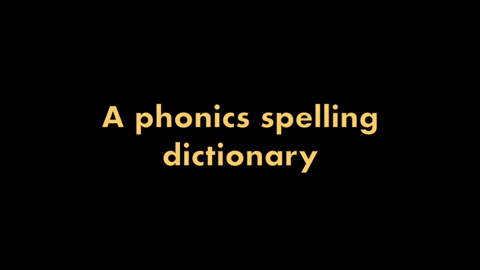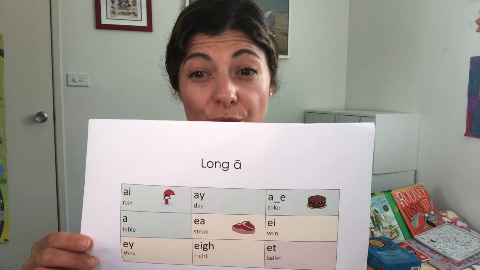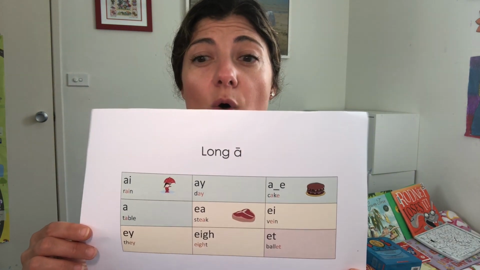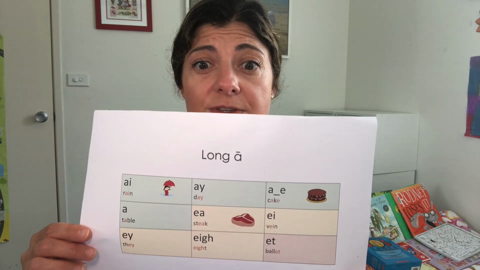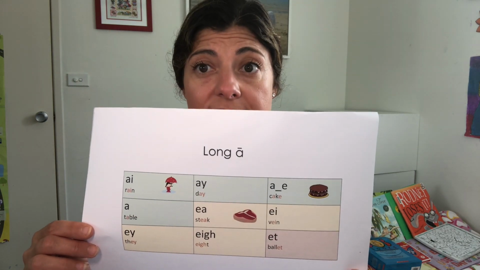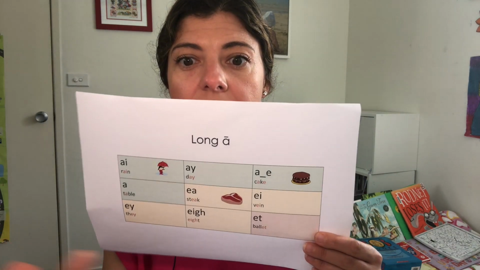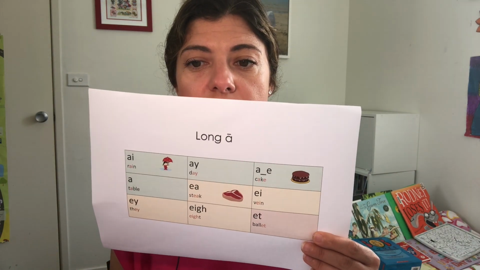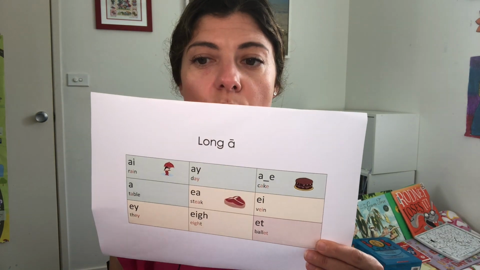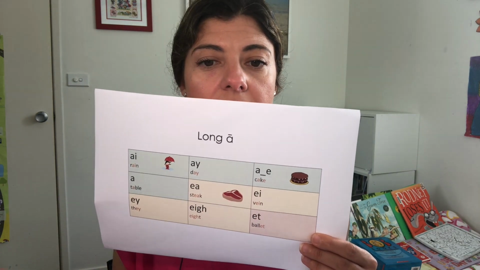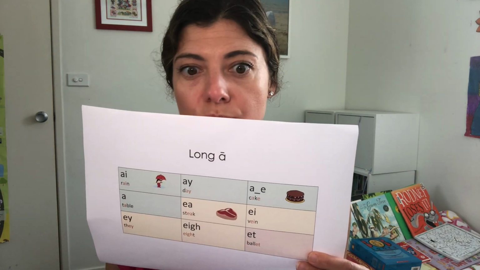Okay, let's start with the tool. A phonics dictionary. Let me show you how it goes. Okay, so this is my version of it. You first have a page summarizing all the different spelling alternatives for a specific sound, in this case the long A sound. And I've put in green the most common spelling options, in yellow the ones that are less common, and in red the ones that are really rare.